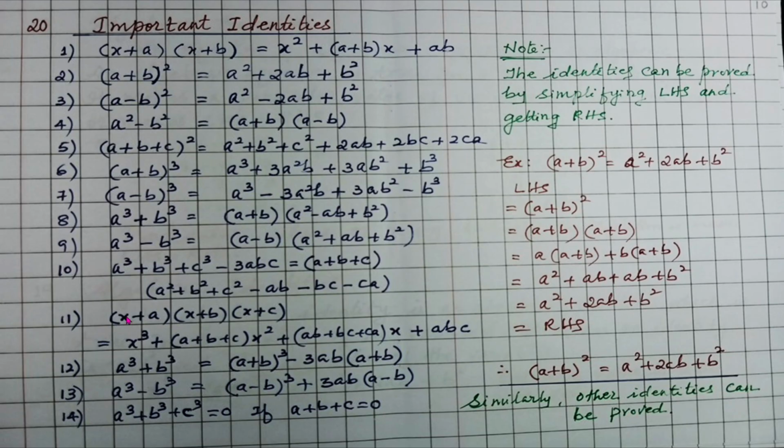And we have the product of three algebraic expressions here: (x plus a), (x plus b), (x plus c). The first variable is x, and the second terms a, b, c are different, and the identity is x cubed plus (a plus b plus c)x squared plus (ab plus bc plus ca)x plus abc. a cubed plus b cubed is equal to (a plus b) whole cubed minus 3ab in the bracket (a plus b). a cubed minus b cubed is equal to (a minus b) whole cubed plus 3ab in the bracket (a minus b). a cubed plus b cubed plus c cubed is equal to 0 if a plus b plus c equals 0.